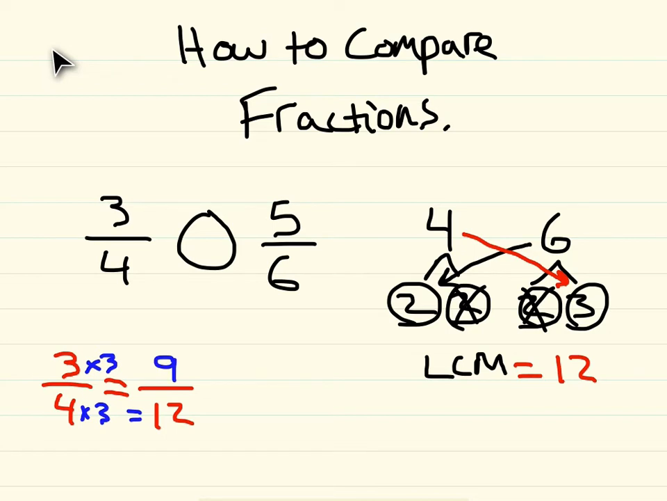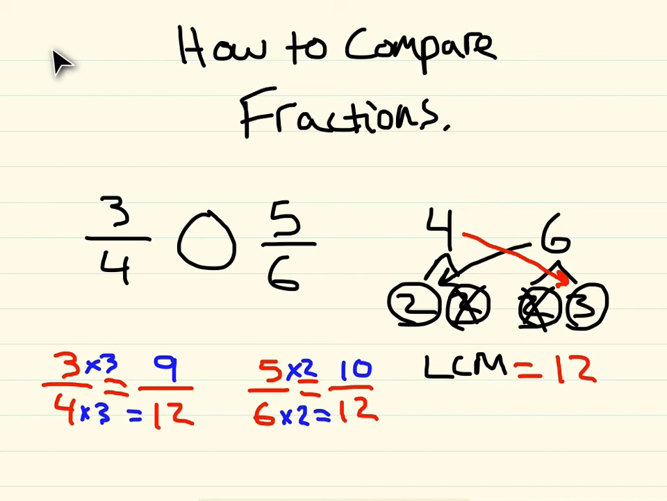Let's do the same thing now for 5/6. So 5/6, set it equal to blank over 12. And again, ask yourself, 6 times what number equals 12? Well, that number is 2. And since we're multiplying by 2 for the denominator, multiply by 2 for the numerator. 5 times 2 is 10. So now we have our equivalent fraction. 10/12 is equivalent to 5/6.